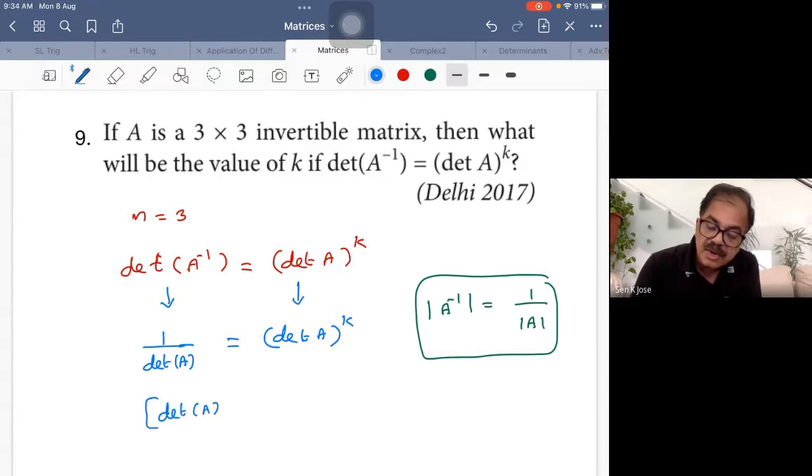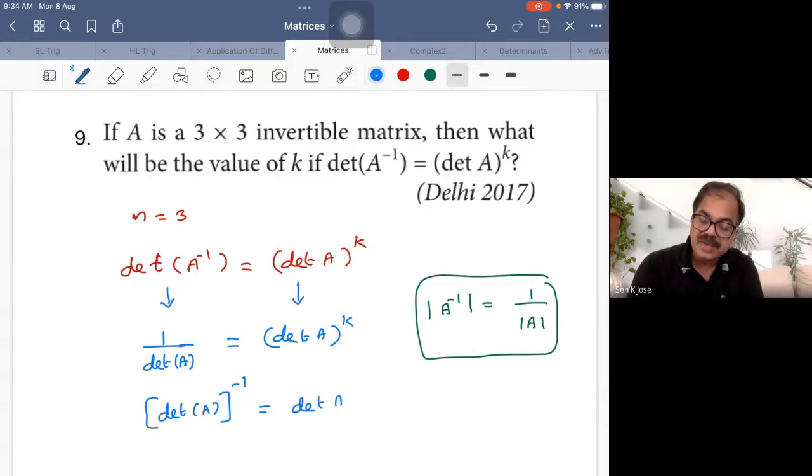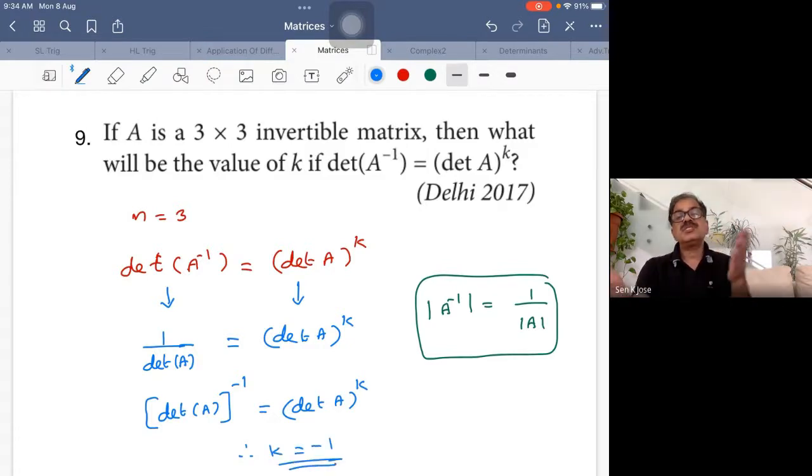It is in the denominator, so can't I say that is equal to the power of minus 1? Anything in the denominator, when I push it up, it becomes with power minus 1 is equal to determinant of A to the power of K. Therefore, K has to be equal to minus 1. It's just knowing the result. Determinant of A inverse is 1 by determinant A.